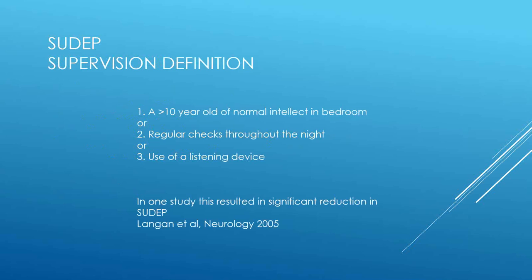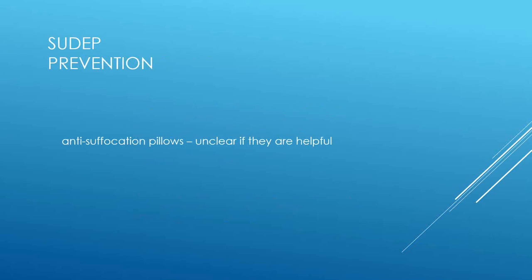But how about supervision? One study showed that there is a significant reduction in SUDEP in a population that was supervised. And by supervision, they meant that somebody 10 years or older of normal intellect is in the same bedroom, or that there are regular checks throughout the night, or that there is a use of listening device. And why do we think that this prevents SUDEP? Probably by detecting seizures early, repositioning, and stimulating the patient to avoid its electrical shutdown or maybe suffocation due to seizure. But we really don't know why the risk of SUDEP was decreased in supervised patients.